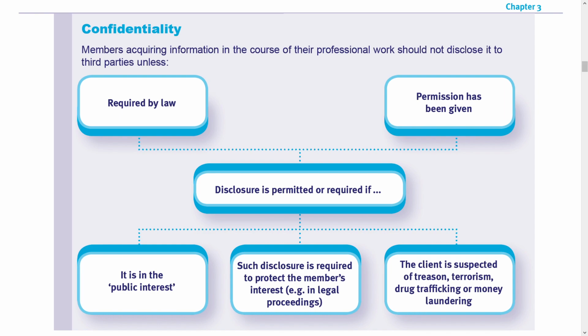Sometimes also if it is in the public interest, for example, if you can see that there is money laundering, in that case you cannot be silent, you cannot hold that principle of confidentiality, you have to disclose because it is in the public interest. Sometimes such a disclosure is required to protect the members' interest. For example, in legal proceedings, the lawyers might need it, so you have to disclose. And if the client is suspected of treason, terrorism, drug trafficking, or money laundering, as I said, in that case, you have to disclose.